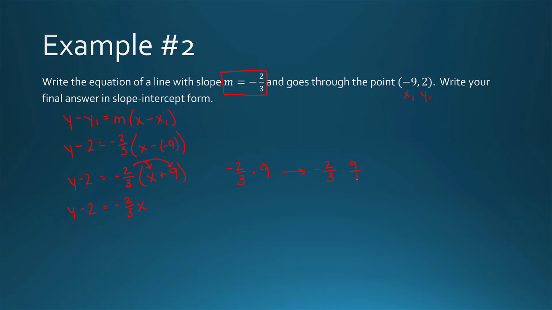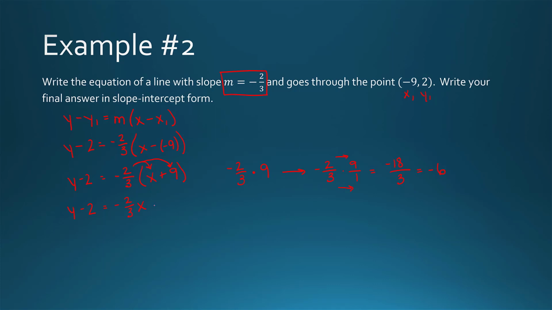And when you do this, what it allows you to do is, when you multiply fractions, you just multiply straight across the top and straight across the bottom. So negative 2 times 9 equals negative 18, and then go across the bottom and you get a 3. 3 times 1 is just 3. And now you can reduce that fraction. So negative 18 divided by 3 is negative 6.